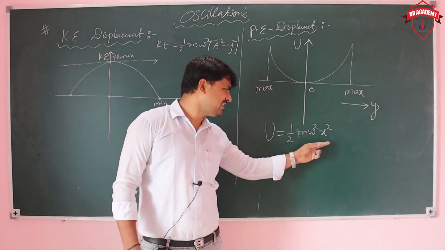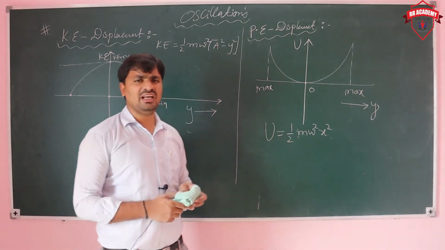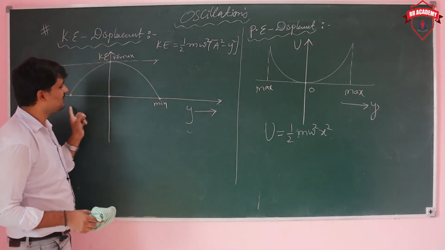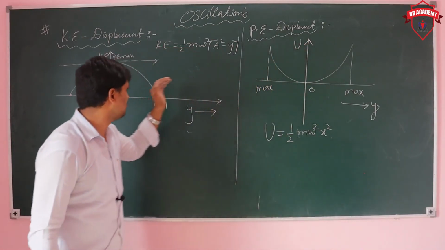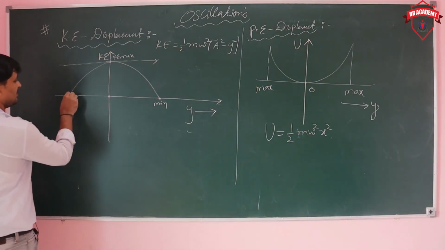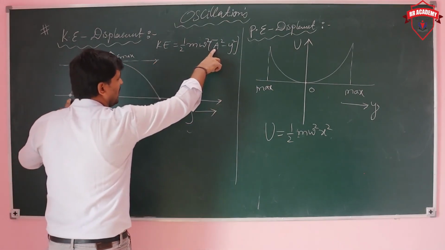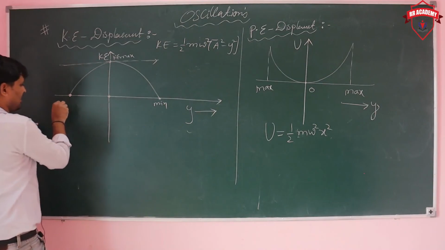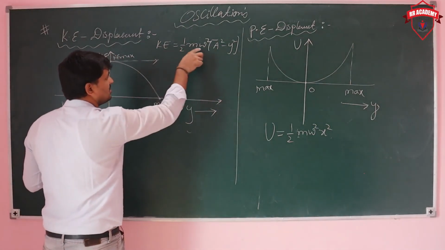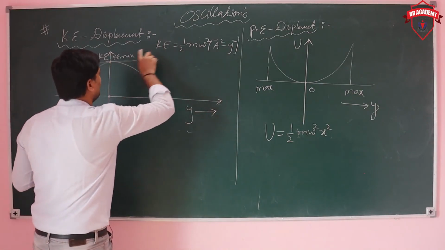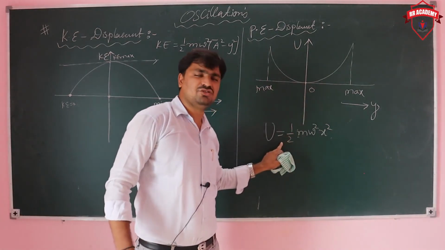Wherever the displacement is maximum, at that time the potential energy is maximum. You may think that displacement is negative or positive, but the potential energy is positive, and so is the kinetic energy. Here y is equal to a, and kinetic energy is 0. Here also y is equal to a, 0. But in the remaining condition, if y is equal to 0, then kinetic energy is maximum. If x is 0, potential energy is 0.